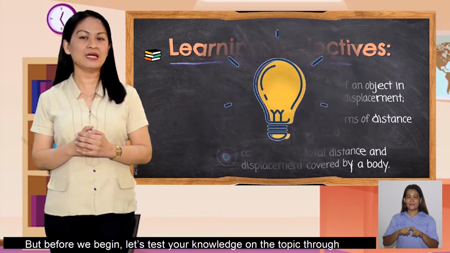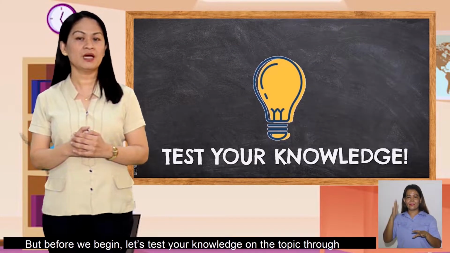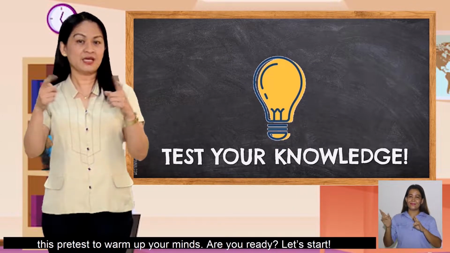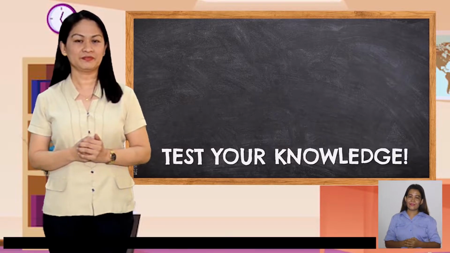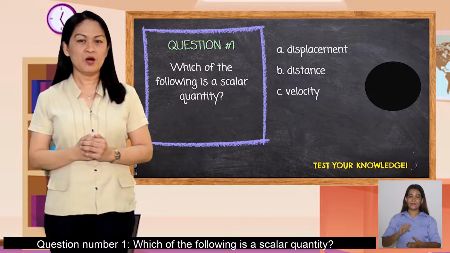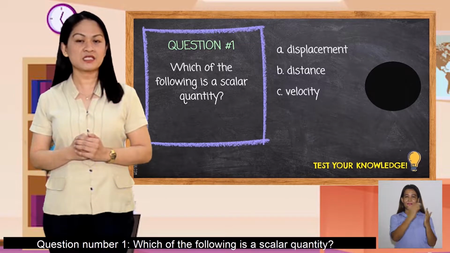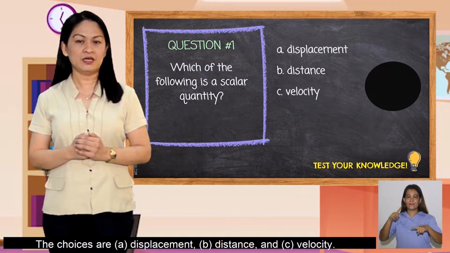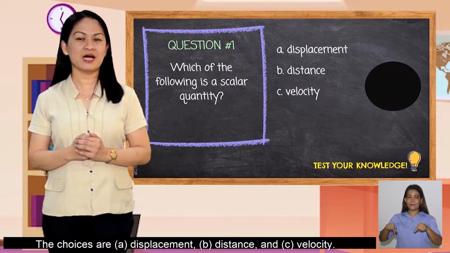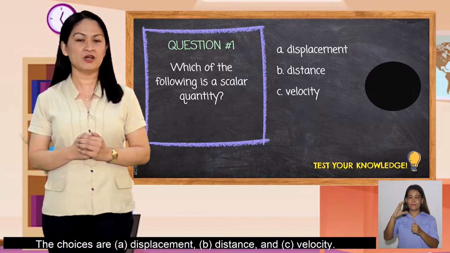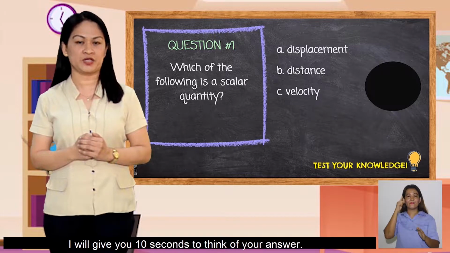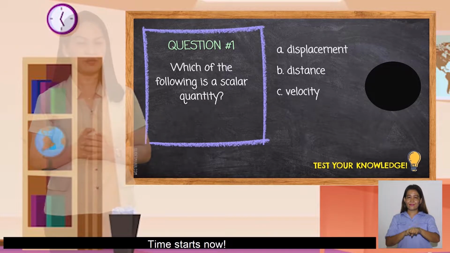But before we begin, let's test your knowledge of the topic through this pre-test to warm up your minds. Are you ready? Let's start! Question number 1. Which of the following is a scalar quantity? The choices are A. Displacement, B. Distance, and C. Velocity. I will give you 10 seconds to think of your answer. Time starts now.